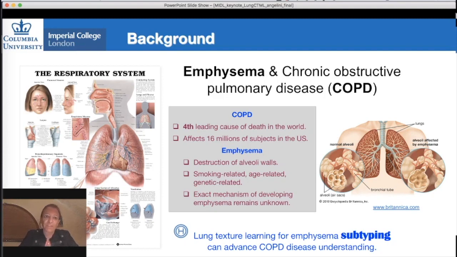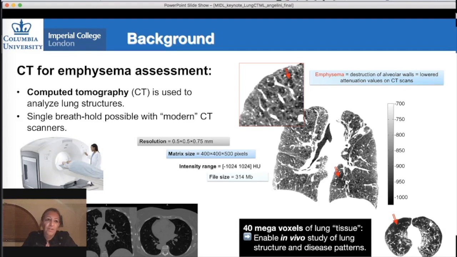So the baseline hypothesis for all this work was that lung texture learning for emphysema subtyping can advance COPD disease understanding. So we're using computed tomography, CT, scans to look at the lung structures. And those are acquired in a single breath hold, which is enabled by modern CT scanners. So those are very large image files with a submillimetric resolution, large matrix size, and intensity values which are calibrated in Hounsfield unit, but which are also in a very large range of values, from negative to positive.